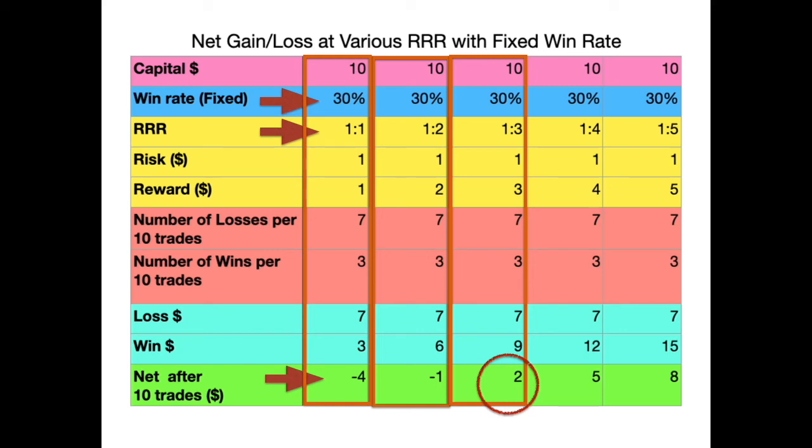So if you choose a trade that has an RRR of 1:4 and your win rate is 30%, after 10 trades, you would have gained $5. And at the RRR of 1:5, the net gain is $8 after 10 trades. So that's a whopping 80% gain. So the shift in fortunes occurs at the 1:3 RRR. This is the likely reason why traders use this as their minimum RRR for any trade, especially considering that a 30% win rate is an acceptable win rate.